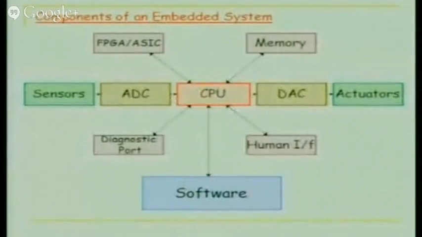Then human machine interface, you know that already. Human machine interface is all about the interaction between the human and the machines. So that is one of the important key components of the embedded system.